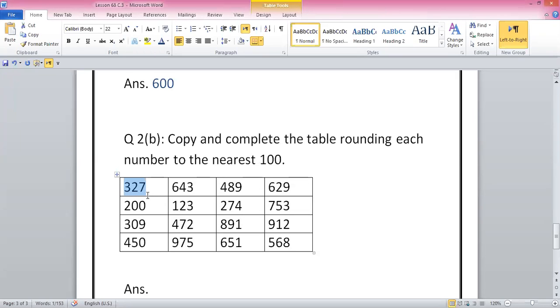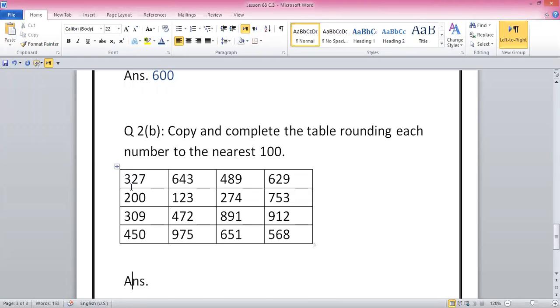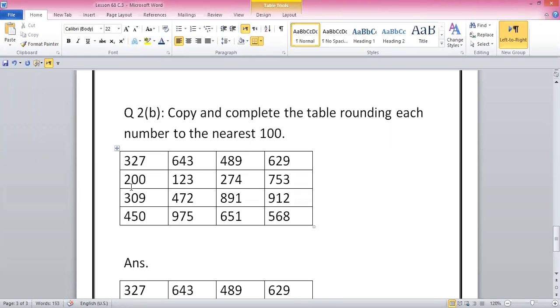So 327, when you round it off to the nearest 100, you will check 3. That is the 100's place. Exactly right to that 3, the number is 2, which is less than 5. That means you are not going to add 1 to the 3. So that will be 300. You will write 300 exactly next to that number. In that way you have to complete.